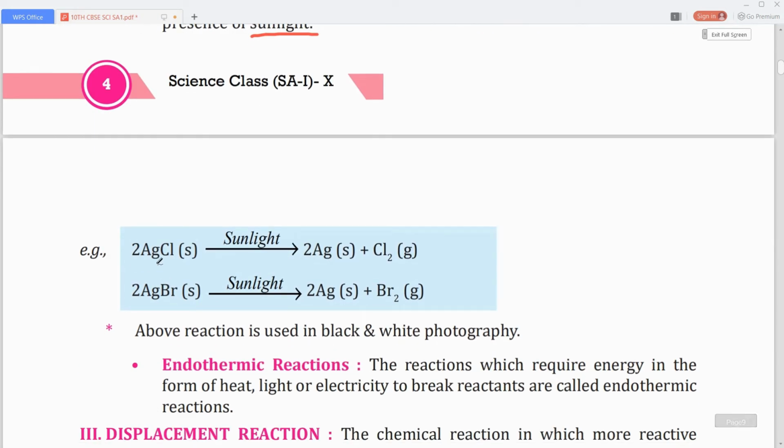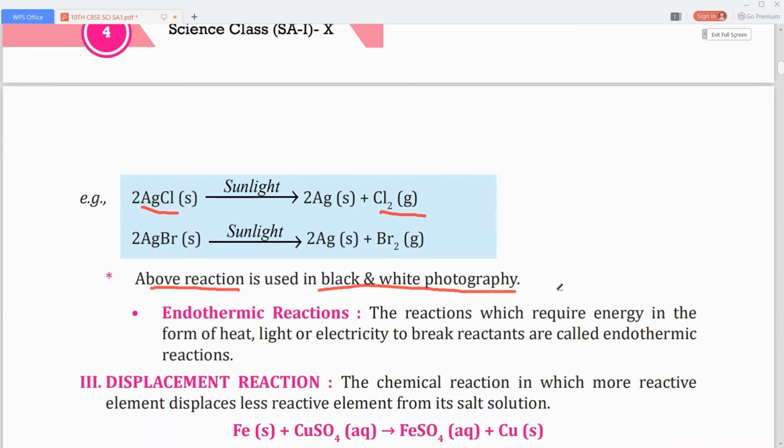The best example is silver chloride. If we put silver chloride in the open, sunlight will affect it. Silver chloride, in sunlight, gives silver plus chlorine. So here chlorine gas is liberated. Again, the same with silver bromide: silver plus bromine gas is liberated. The above two reactions are used for black and white photography.